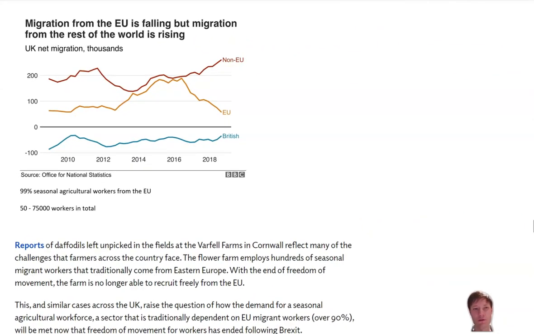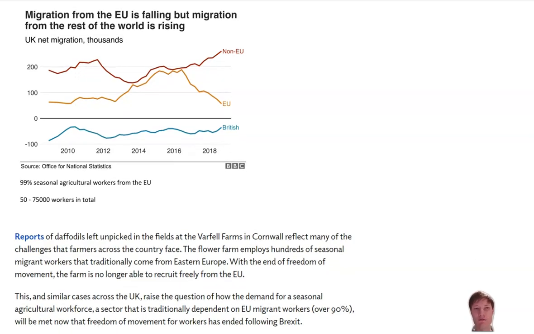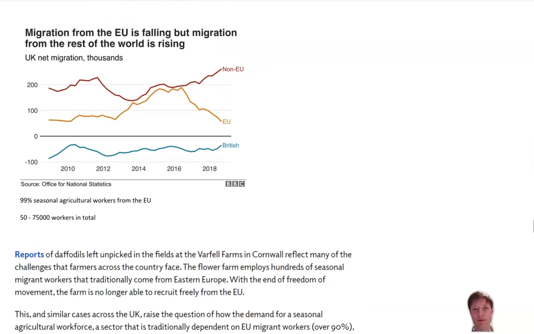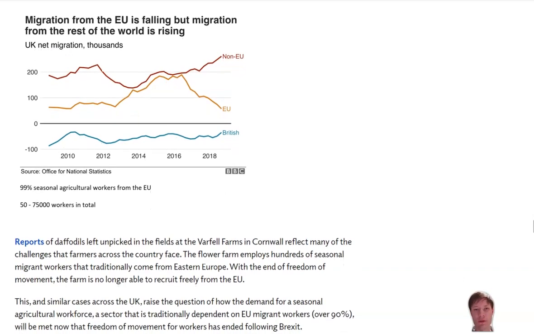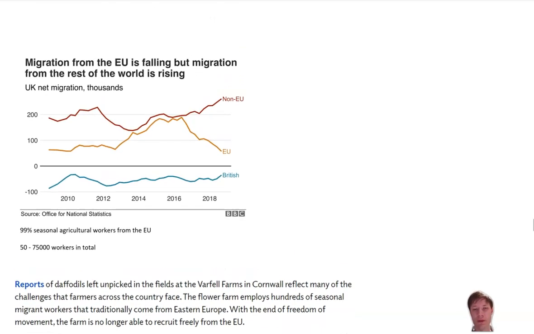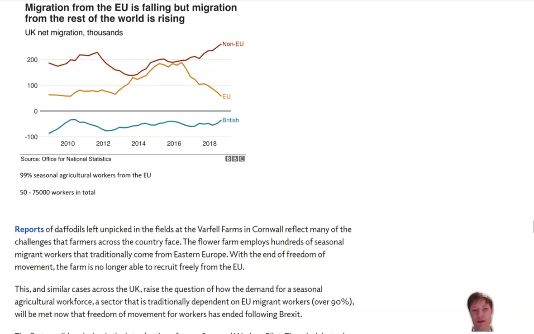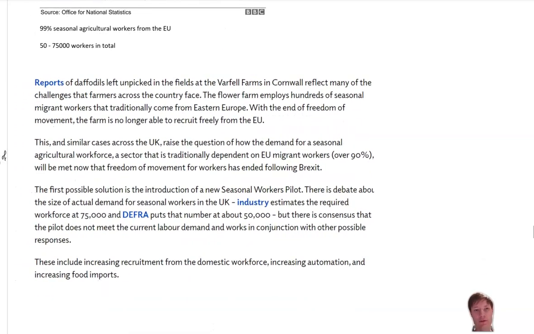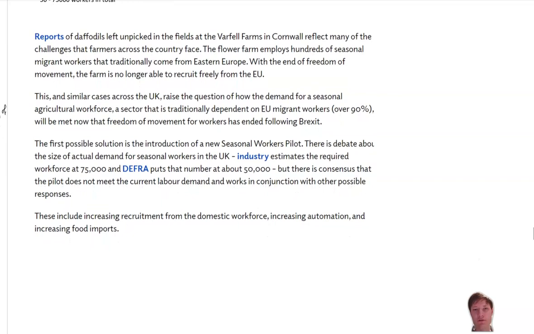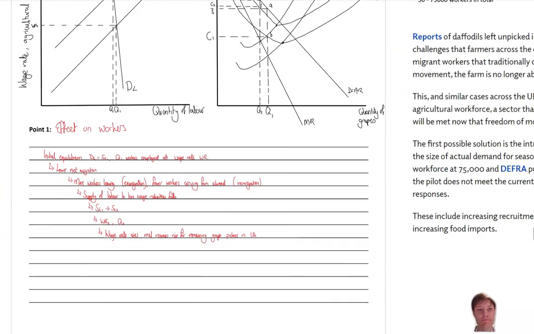Please take a look first of all at the data that I've put on the right-hand side of this essay. We can see certainly that migration from the EU is falling, and non-EU migration, however, is rising. Net migration overall from the EU particularly is falling. And we're going to base this essay on the agricultural industry. You could take a quick read of that. That puts it into perspective just how important migratory labour, or immigrant labour, is for the agricultural industry.